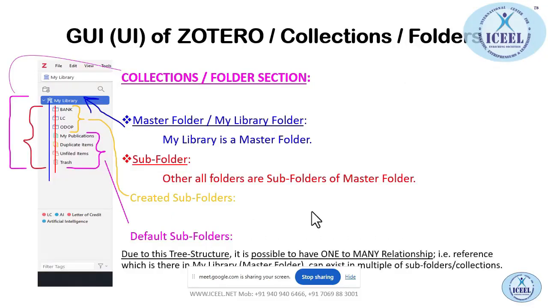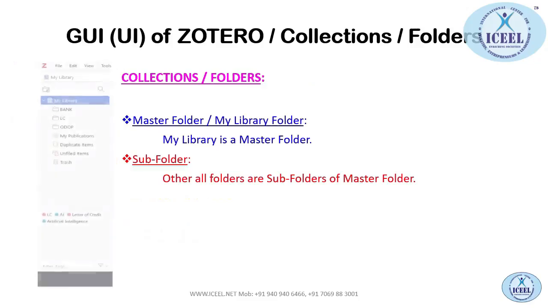Due to this particular tree structure, guys, it is possible to have a one-to-many kind of relationship. That is, the references which are in my library, all the references are always put into my library. And those references, if you want to assign to the bank folder, LC folder, ODOP folder, or all these three folders, or maybe to some other folder also, you can do that. Right? And that is a one-to-many relationship. Master folder data can be assigned to the subfolders also.